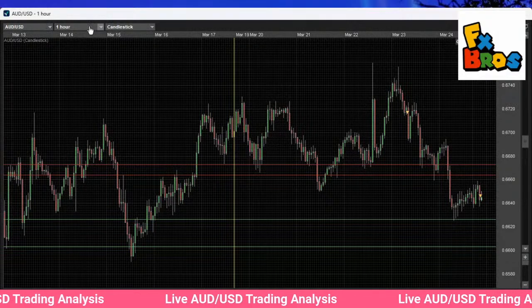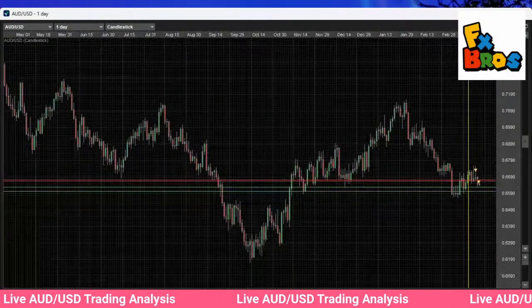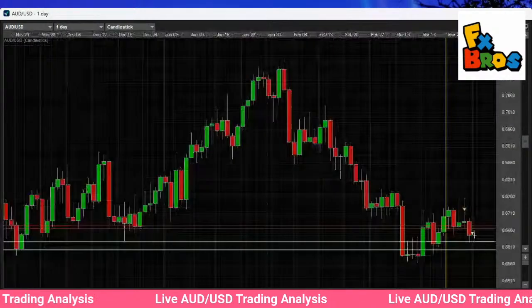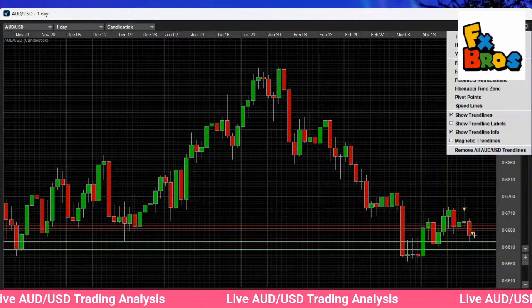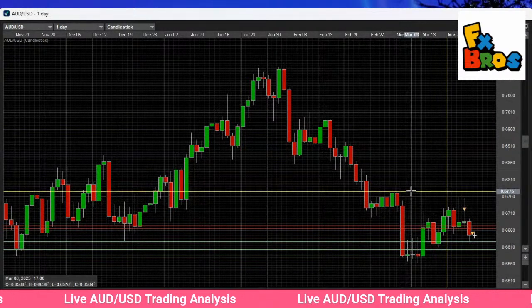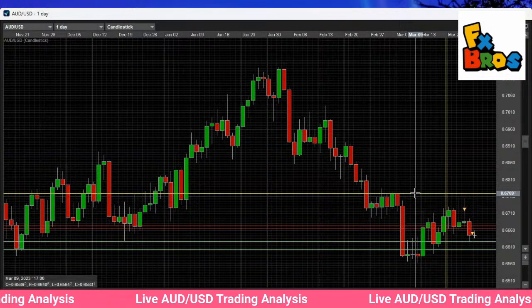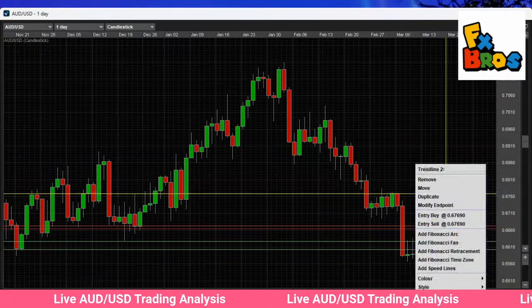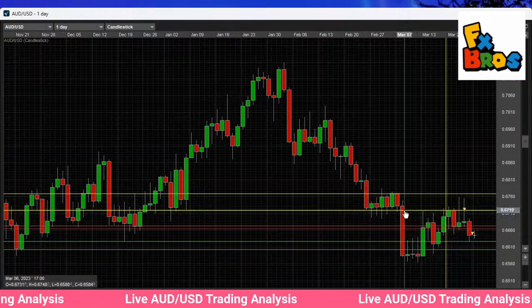So if we look at the daily, just to go to the lower time frame, I'm gonna put a box over the old consolidation right here. I'll take a horizontal. I'm gonna notate these highs. I'll duplicate that, and then we're gonna note the lows.